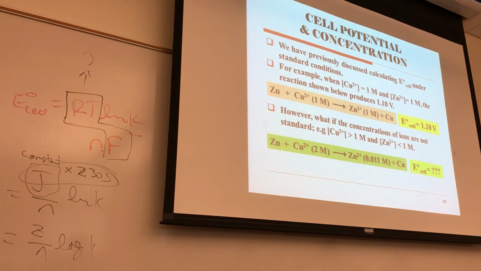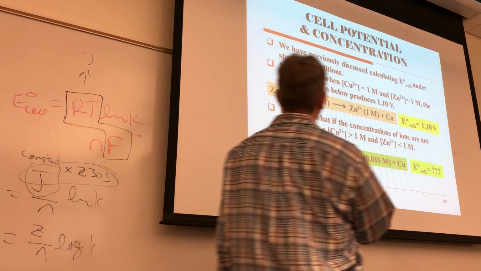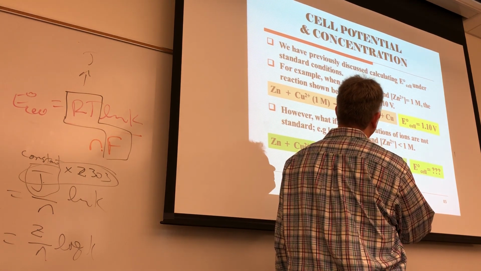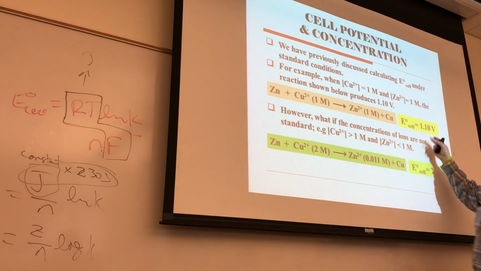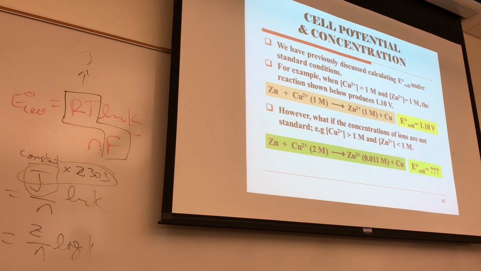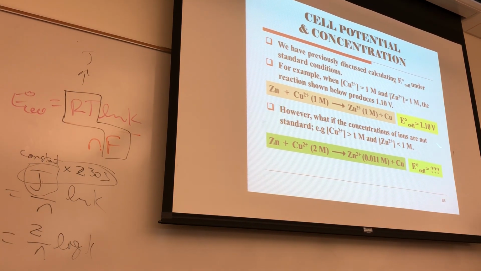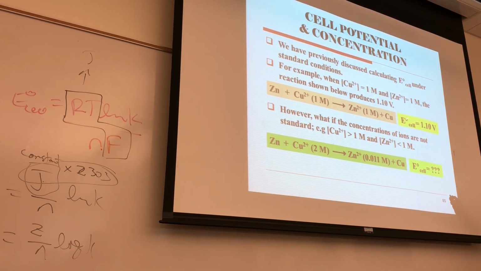For concentration, 1 molar? So you're looking up here and you see zinc plus copper 2 plus ion goes to zinc 2 plus ion and copper, and they're saying the standard electropotential of this cell is 1.10 volts. First of all, is that spontaneous? Yes, absolutely. Then these are at 1 molar concentrations. Okay, so that's standard state, that's why it's here.